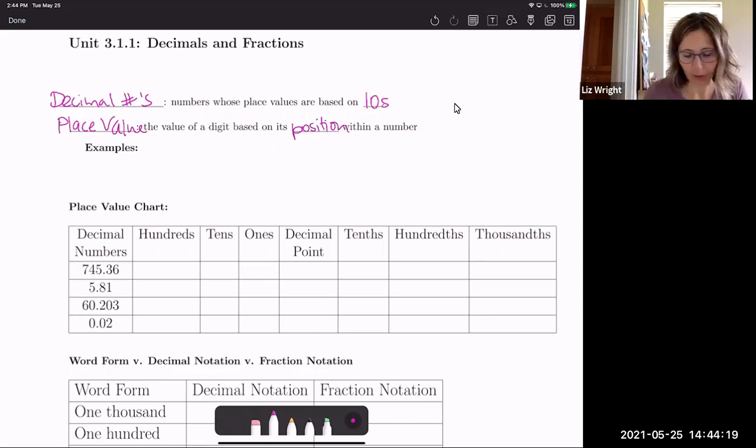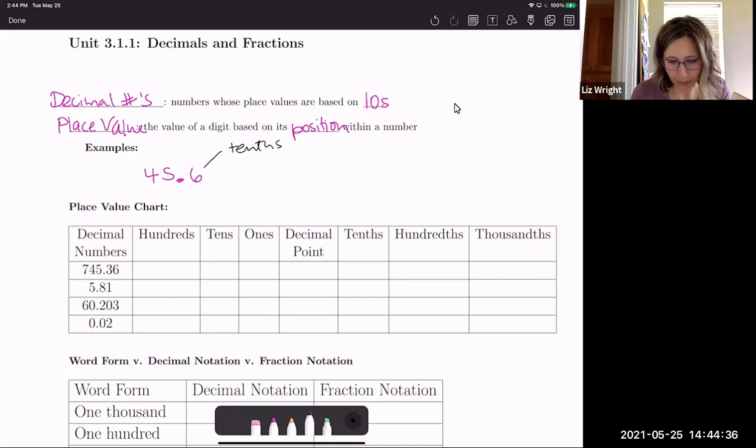So for example, we might have something like 45.6. And again, based on its position within the number, this is going to be the tenths place, and then this will be the ones place, and then this is the tens place.